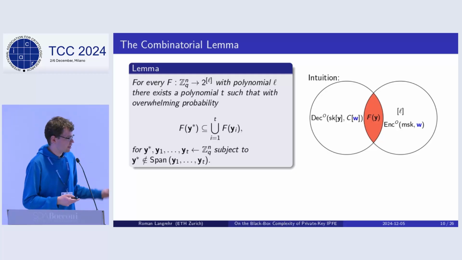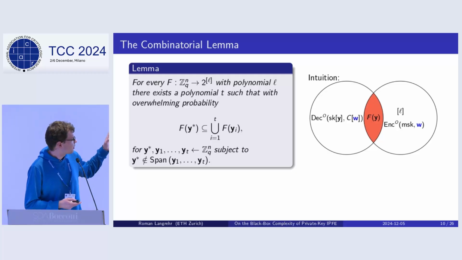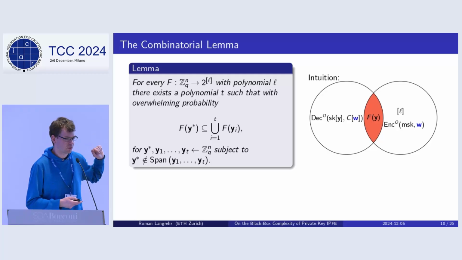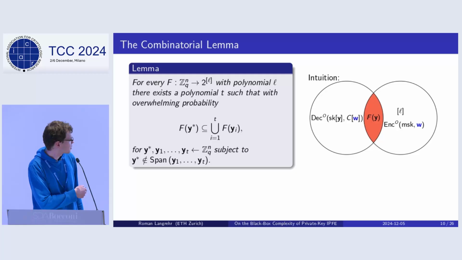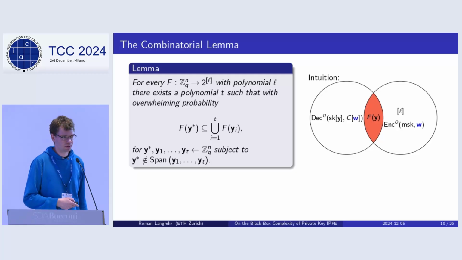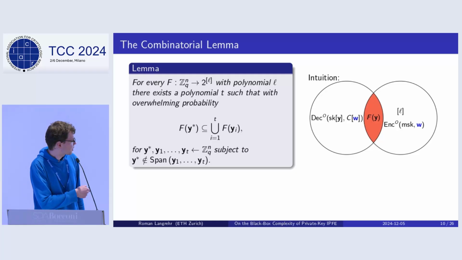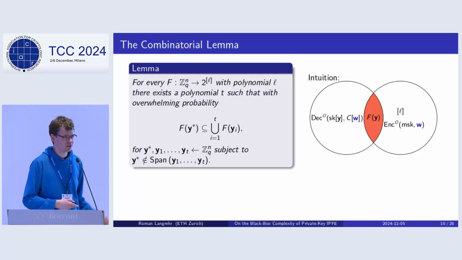And then the lemma says that f of y star is with high probability a subset of the union of all of these f of yi's, if we choose our vectors uniformly at random, conditioned on y star not being in the span of y1 to yt. By the way, without this condition, this would be trivial, because then y star and all of these yi's are from the same distribution, and this becomes a very simple argument. But because of this condition, they are actually from disjoint distributions, and that's what makes it challenging.